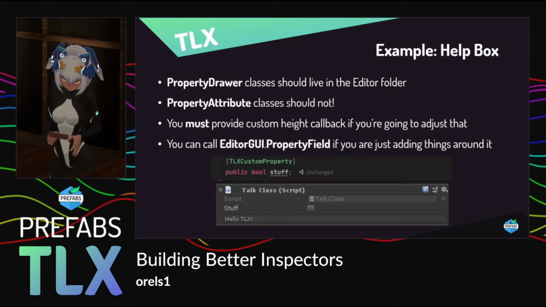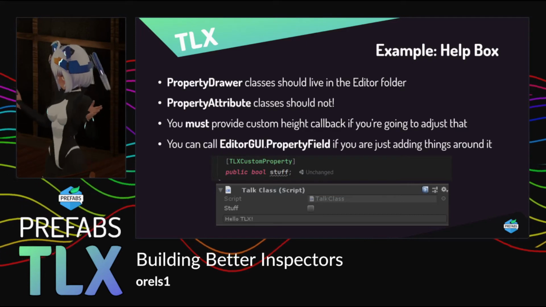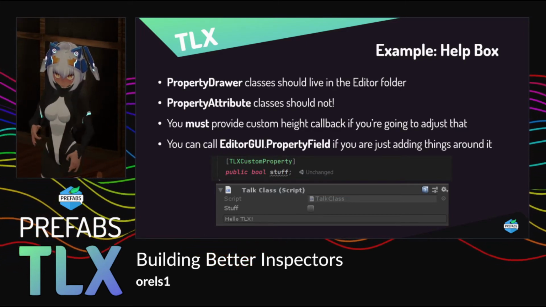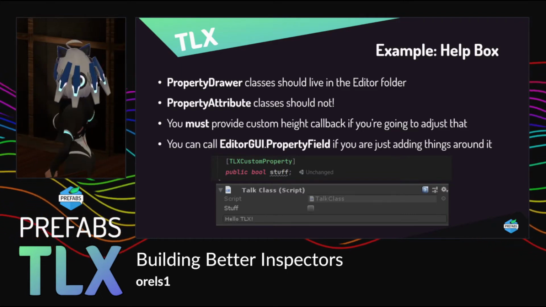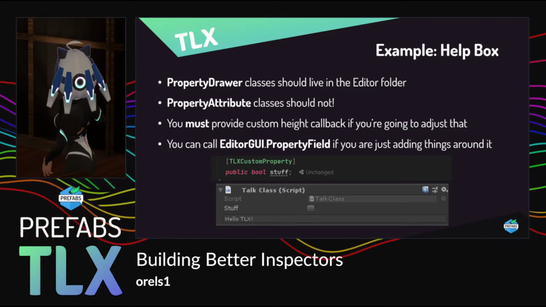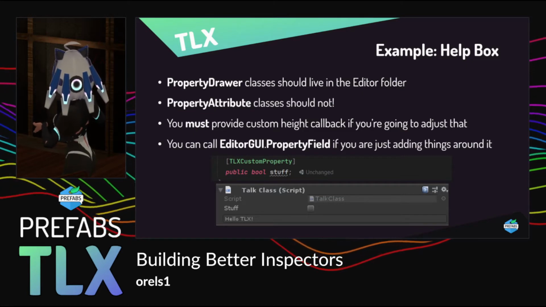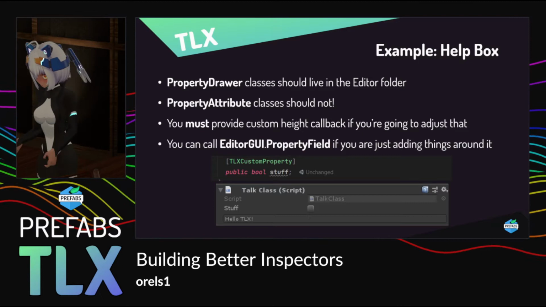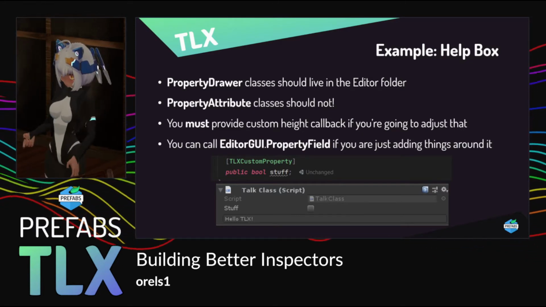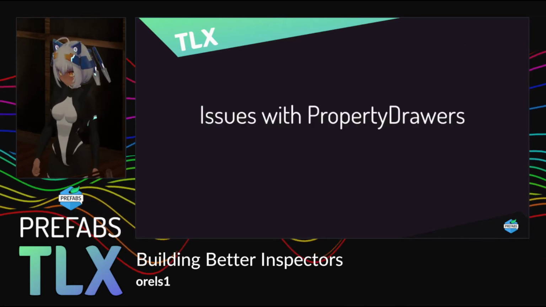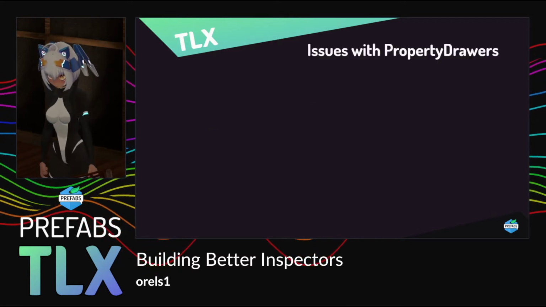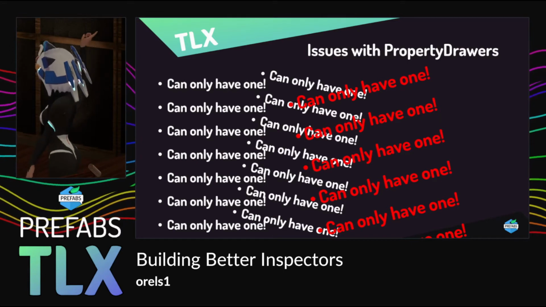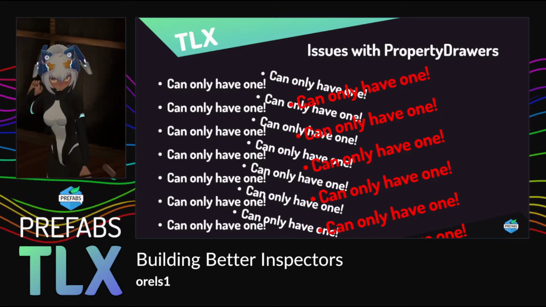So to recap, we create an attribute, which is just an empty thing that tells Unity to use this. We have a property drawer that tells it what to draw, and that's it. You attach it on top of your thing, like a public variable, and it just works out of the box. Unity does it all for you, and it's a very nicely built system until you hit some very annoying limitations. You can only have one of those on anything. And that's a giant issue.